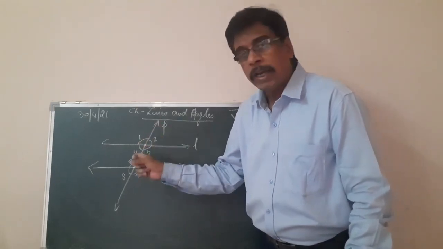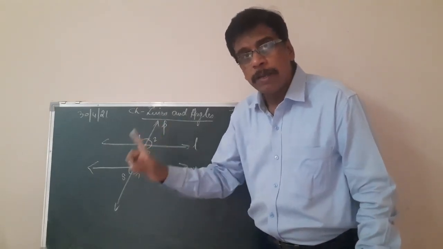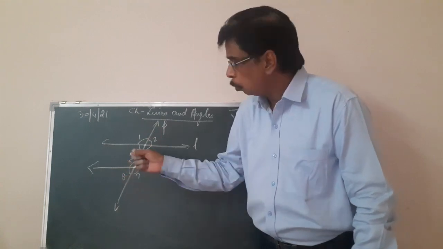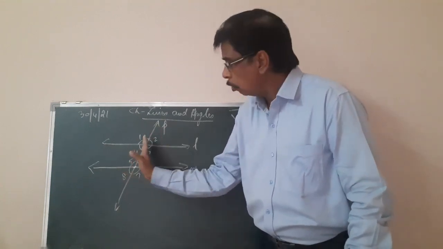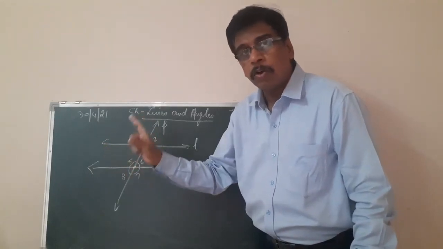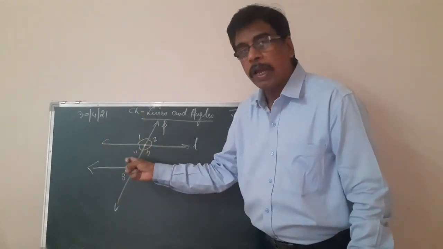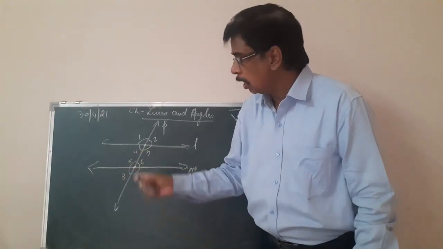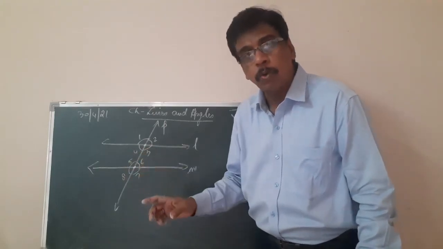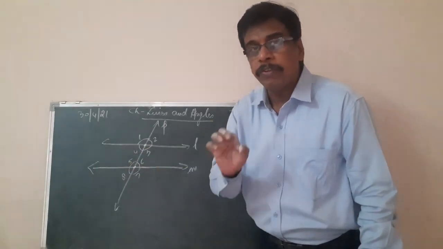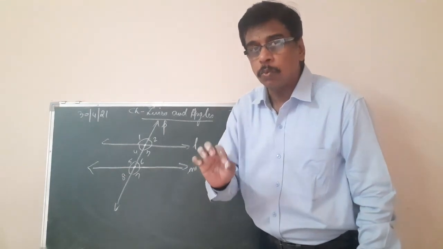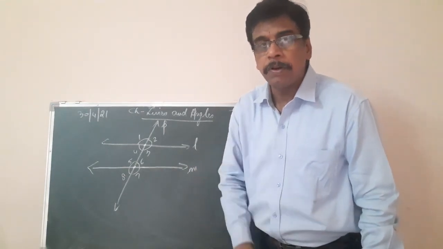Two angles which are in the interior and on the same side of the transversal, they are called co-interior angles. Angle 4 and angle 5, they are co-interior angles. Angle 3 and angle 6, they are co-interior angles. The sum of the co-interior angles is 180 degrees. They are supplementary.